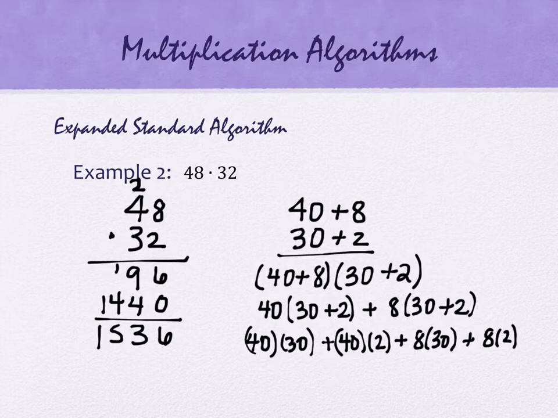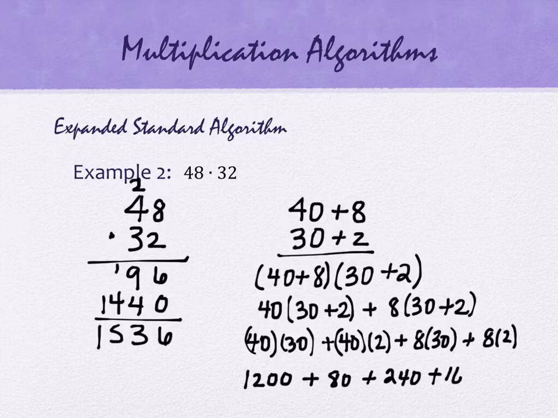All right, so what is 40 times 30? What is 4 times 3? 12. And then what happens when I multiply with zeros? I get that many zeros when I'm done. So this is 1200. What is 40 times 2? That's 80. What is 8 times 30? 240. And then 8 times 2? 16.